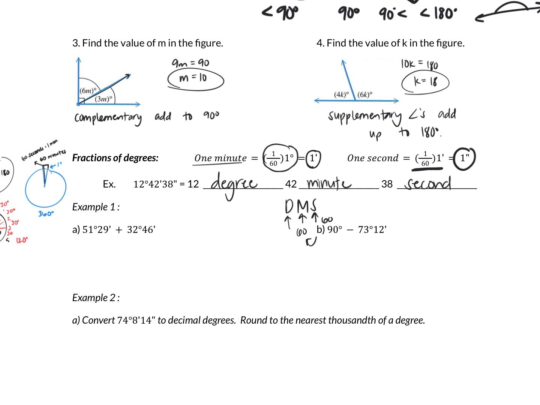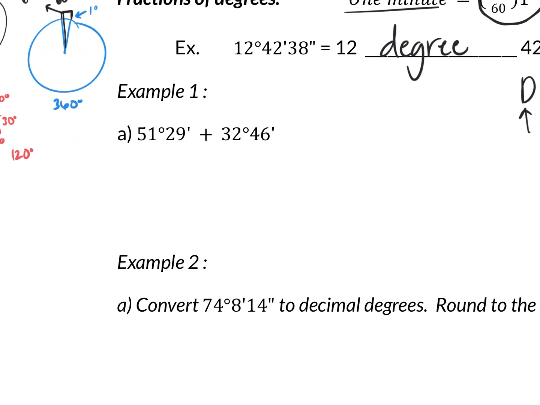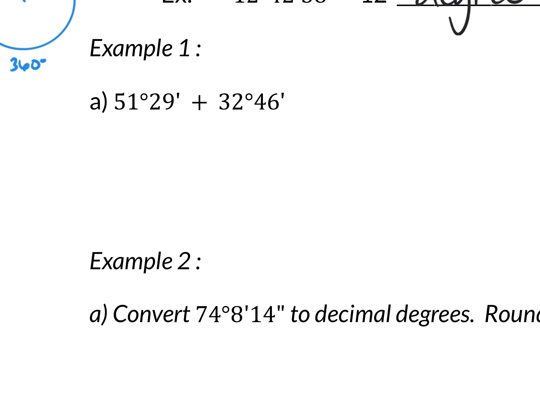So for these 2 examples here, I'm going to show you by hand how we would do these, but then again, I am going to show you how to do it on the calculator, which is what I would suggest doing on your homework, on your test, on your quizzes, and all that kind of stuff, okay? You will never have to do this without one of them. So if I have 51 degrees, 29 minutes is how I would read that, 32 degrees and 46 minutes.